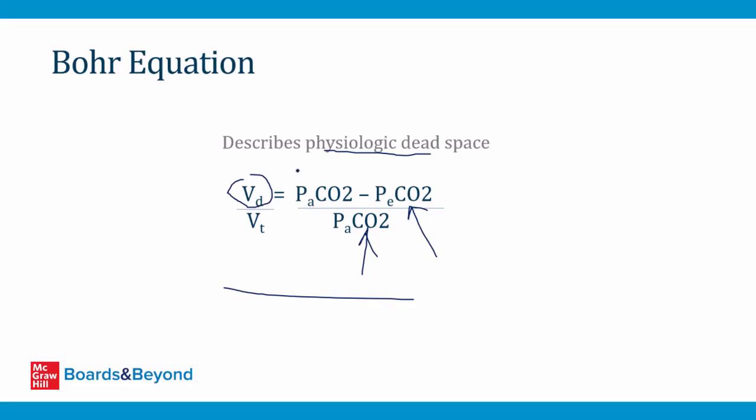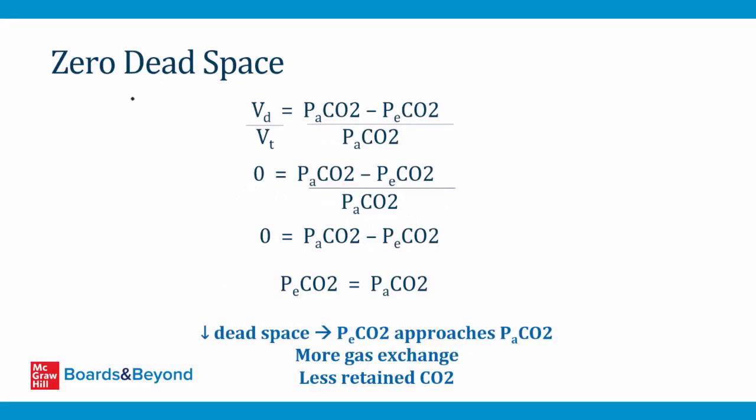What you do need to understand, especially for STEP exams, is what happens when the amount of physiologic dead space goes up or down in disease states. That's what they're going to want you to get. So let's imagine we have a perfect set of lungs with zero dead space.